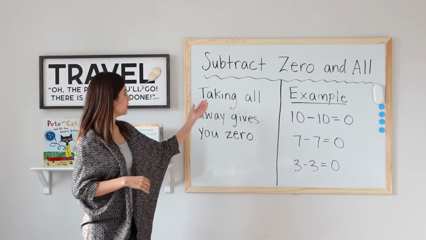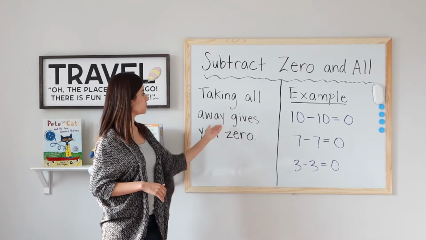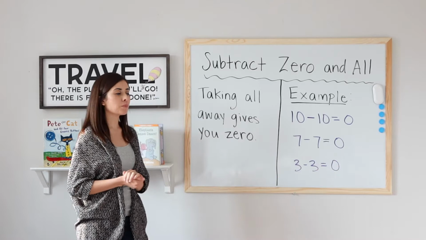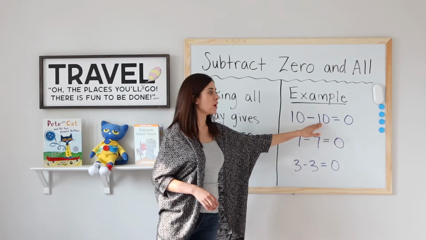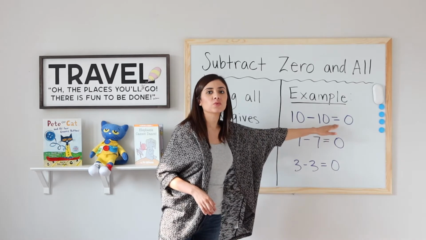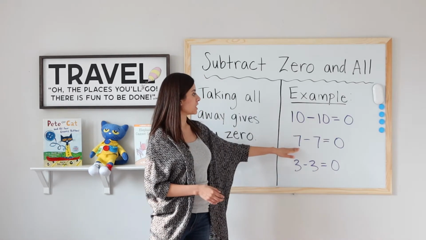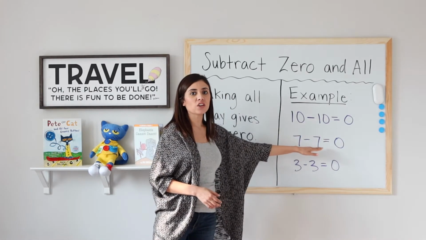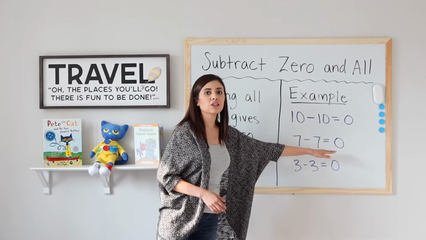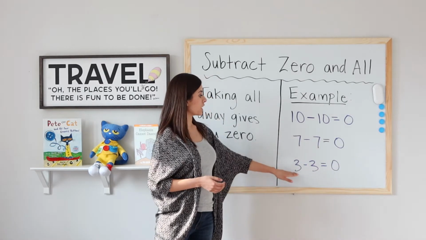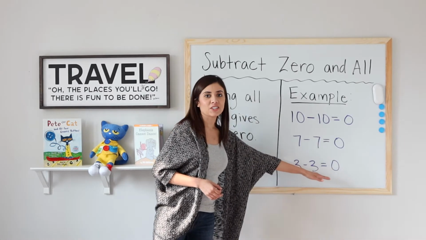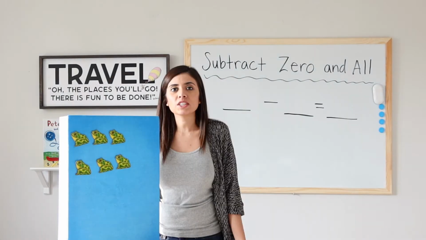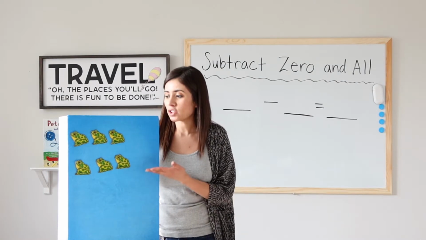Okay, so now let's look at the rule when subtracting all. It says, taking all away gives you 0. So for example, if I have 10 and I take all 10 away, I'm left with 0. If I have 7 and I take all 7 away, I have 0. If I have 3 and I take all 3 away, I have 0. Very good. So let's go ahead and try some examples through some visuals.